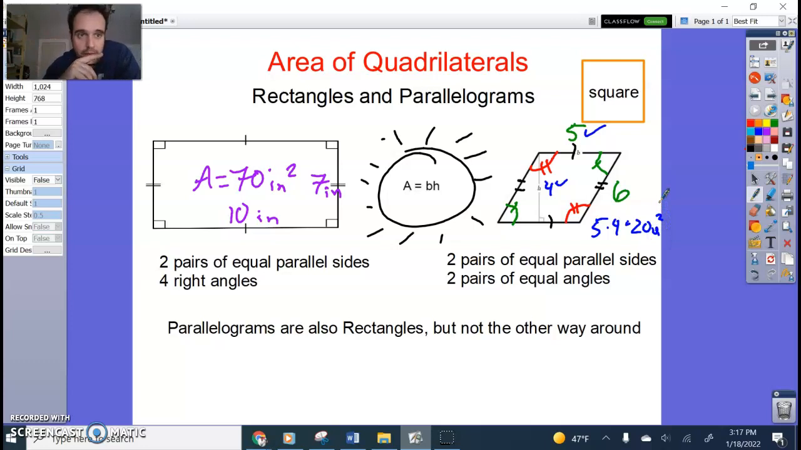Okay. So again, you use the height. You do not use the diagonals. Those are called legs on a parallelogram. You would not use those to find the area. You would use base and height.